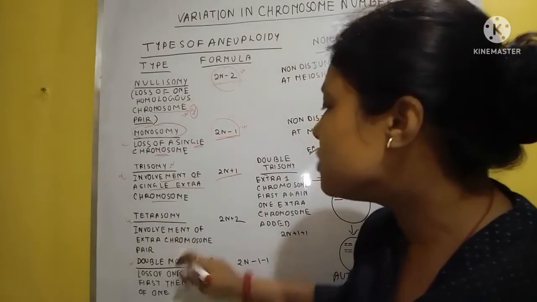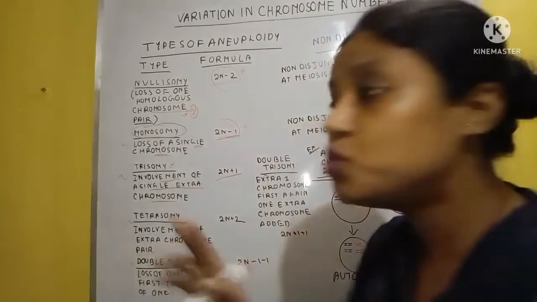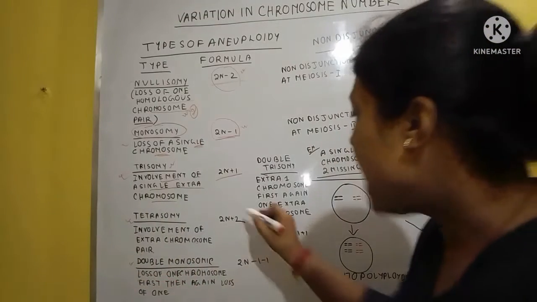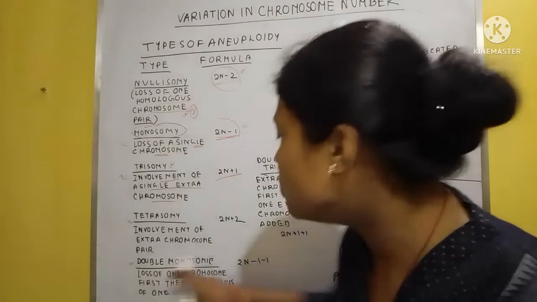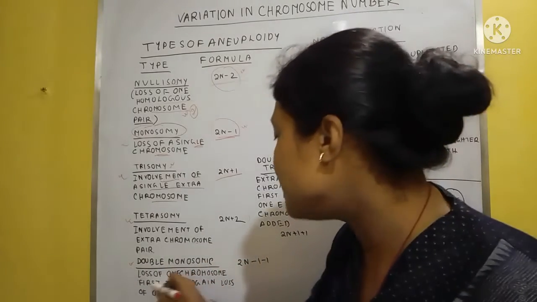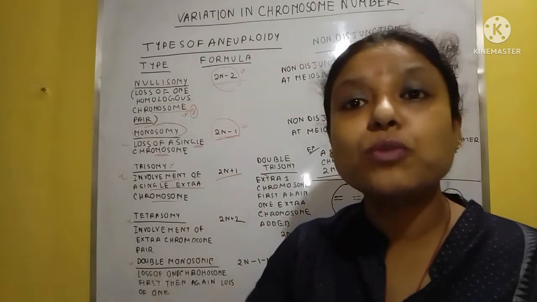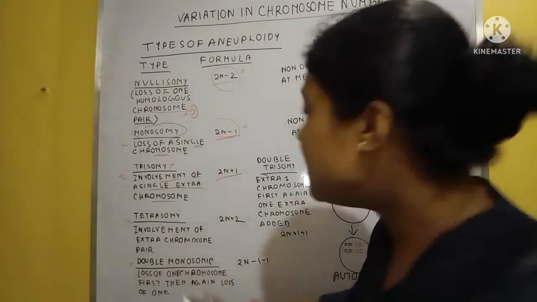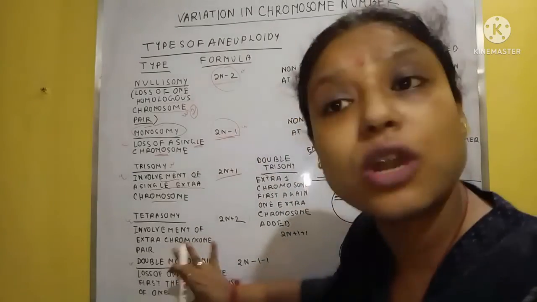Okay, next one is the tetrasomy. In case of tetrasomy, there is an extra chromosome pair, that means two chromosomes added, and the formula becomes 2n plus 2. In case of double monosomy, there is loss of one chromosome first and then again loss of one, not loss of a chromosome pair. If the chromosome pair is lost, you can say nullisomy, but here it's not possible.